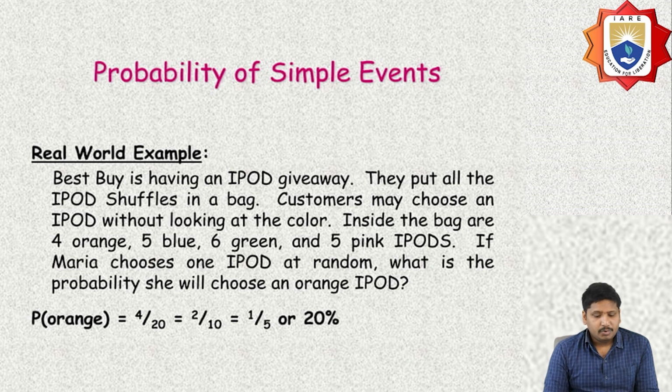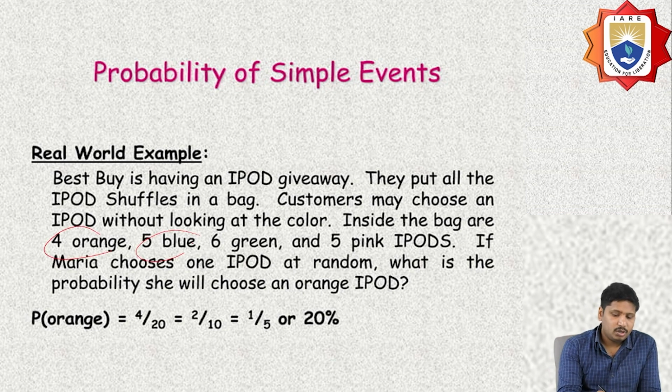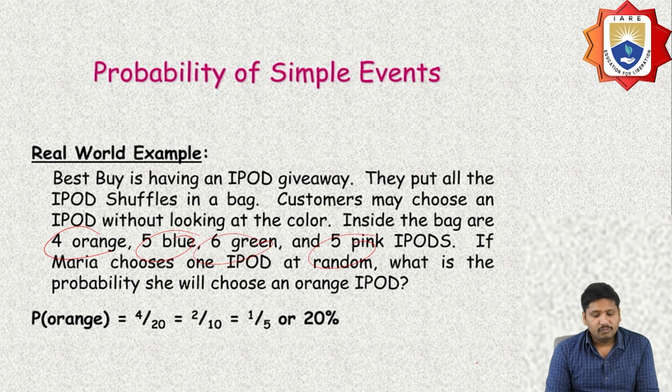And a real world example I'm just taking. So Best Buy is giving away iPods. They put all the iPods in a bag, so the customer has to choose the iPod without seeing the color. Inside the bag there are 4 orange, 5 blue, 6 green and 5 pink iPods available. So if Maria chooses an iPod at random, what is the probability that she is going to get an orange iPod?